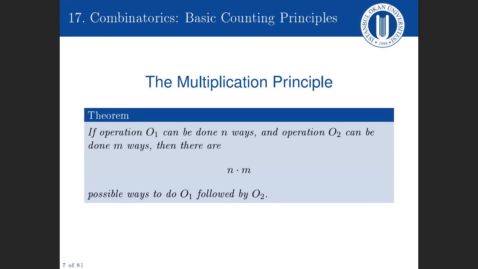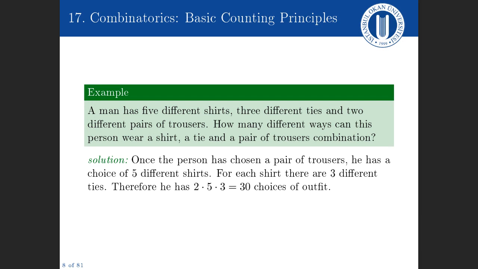Our second basic principle is the multiplication principle. Let's suppose we have two operations, let's call them O1 and O2. Let's suppose that operation O1 can be done in n different ways, and operation O2 can be done in m different ways. Multiply these two numbers together, n multiplied by m. This is the number of possible ways that we could do O1 followed by O2. I'll show you a couple of examples.